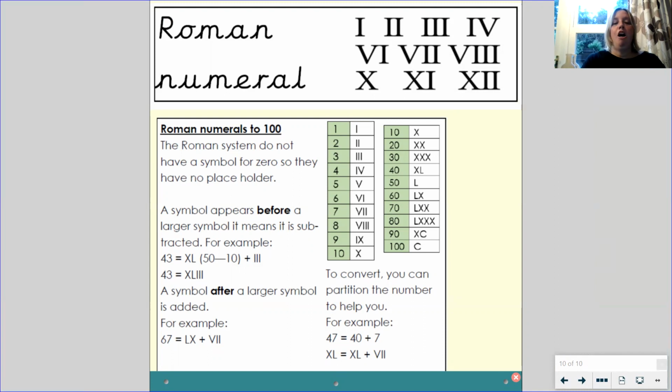A symbol after a larger symbol is added. For example, we would represent 67 as LX plus VII. To convert, you can partition the number to help you. For example, I can partition 47 into 40 add 7. That helps me to represent the number as XL add VII.